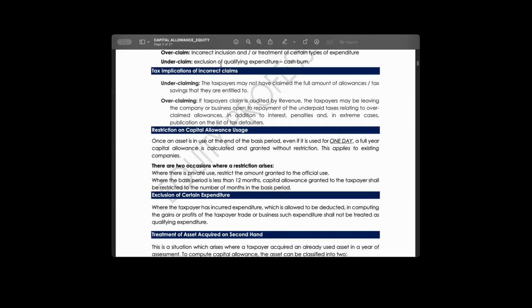Because when an asset is acquired, irrespective of the number of days in which the asset is acquired in a particular basis period, full capital allowance will be granted. This is what I am saying. When you are calculating depreciation, you only calculate depreciation for the number of months in which the asset is used in a particular accounting year. This is not the same in capital allowance. For capital allowance purpose, when an asset is acquired, even if it is 1 day in a particular basis period, you are going to calculate the full capital allowance for it.